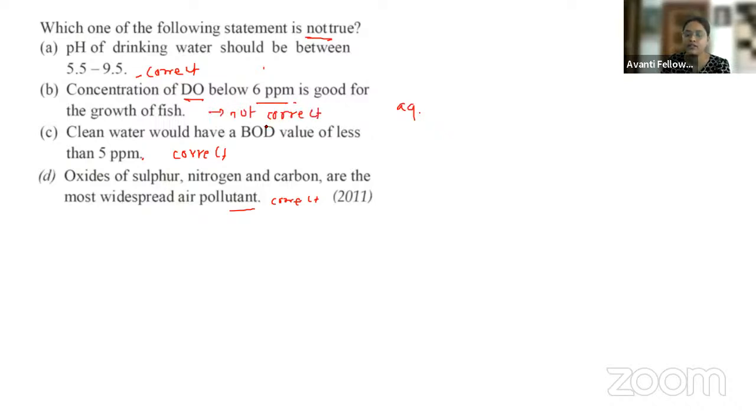Everyone is fine with the question? Yes, A will not be the answer here. Why? Because the drinking water has the pH about 5.5 to 9.5. Sometimes we refer to it as 6.5 to 8.5. Okay, this is again a correct range. Okay, the range is like this way.